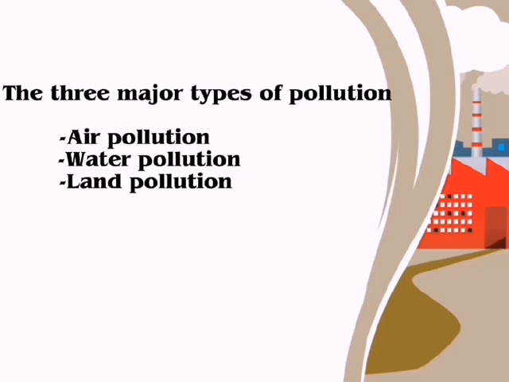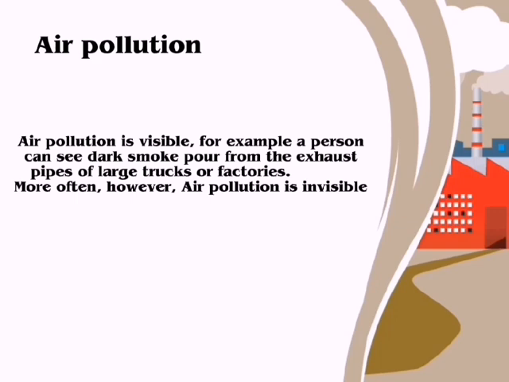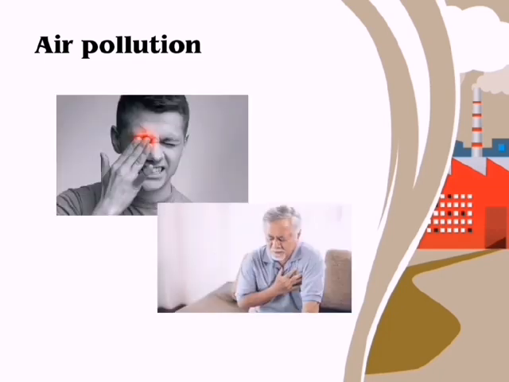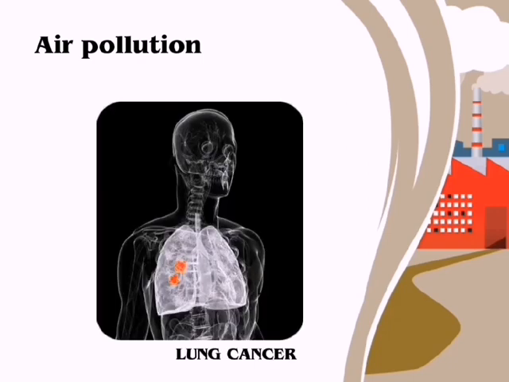So, there are three major types of pollution: air pollution, water pollution, and land pollution. Air pollution is sometimes visible and sometimes invisible. Polluted air can be dangerous. Even if the pollutants are invisible, they can make people's eyes burn and make them have difficulty breathing. It can also increase the risk of lung cancer.